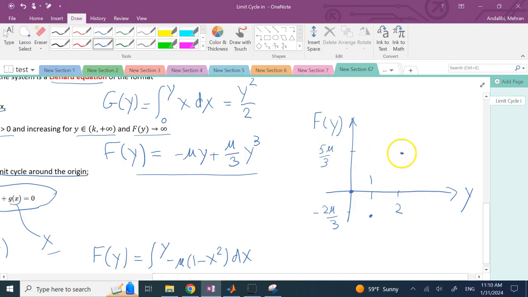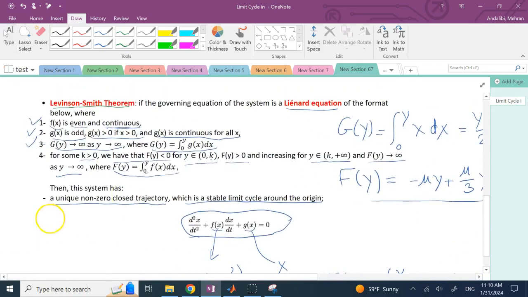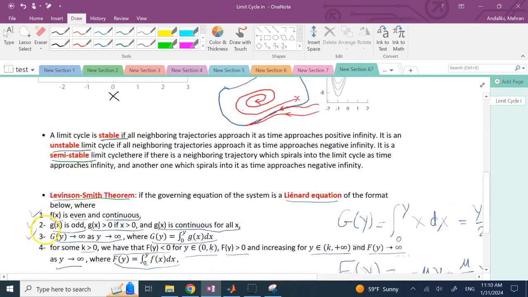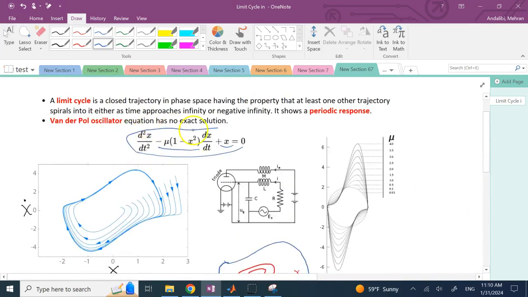And so you see, it's kind of like this. Okay, it's a cubic function. There is some range that this f of y is negative, and there is the other range where f of y is what? Positive. So this intersection point is your k parameter. So you see your function has all the required things, and for that reason this theorem says there is a limit cycle for your van der Pol oscillator equation. And we saw that actually there is.